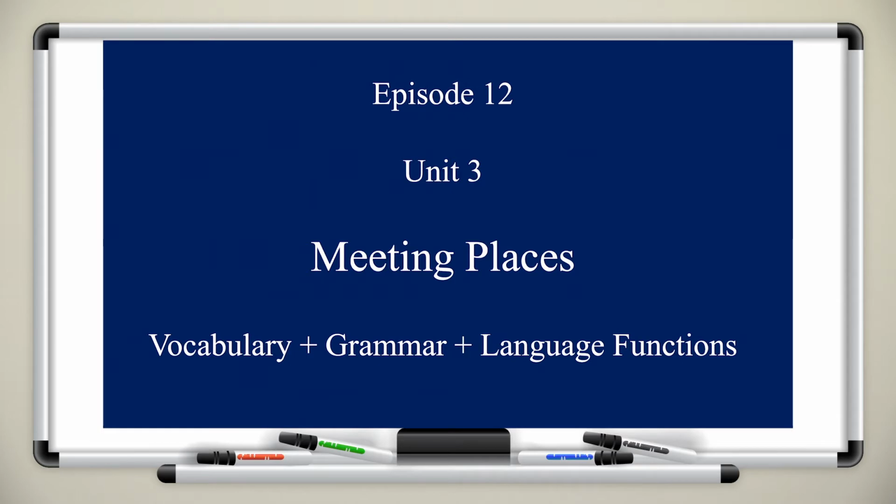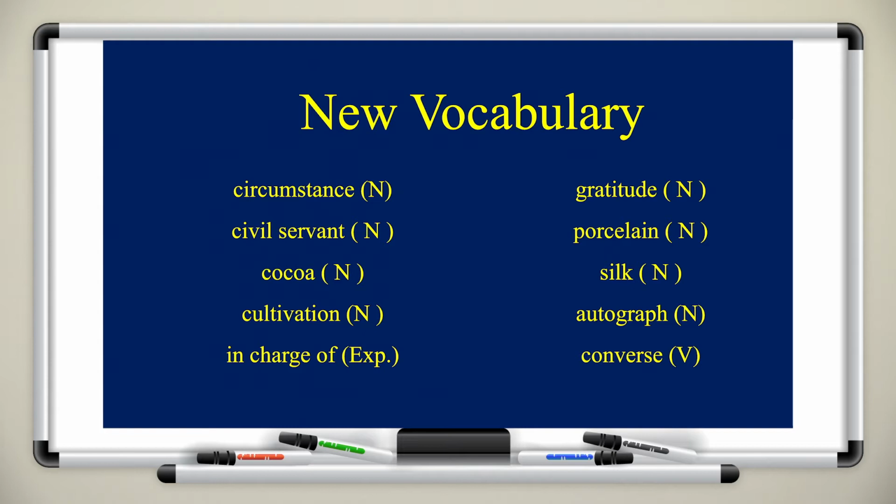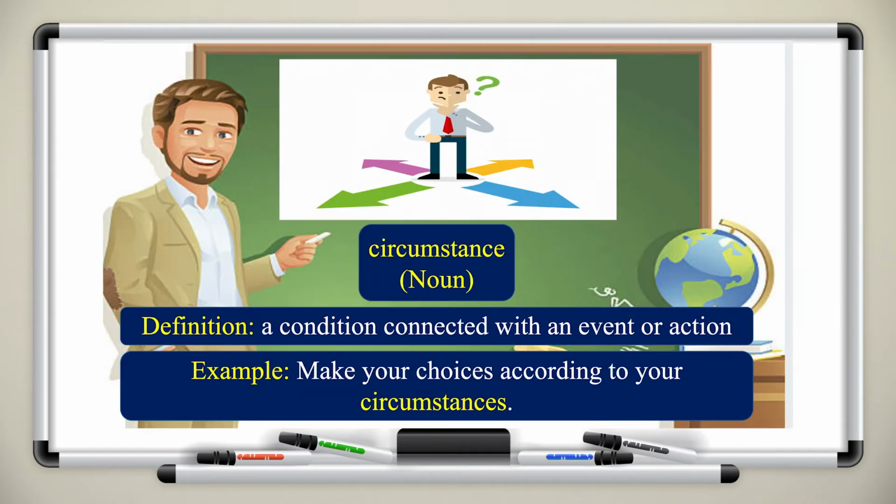This episode will talk about the grammar and the language functions, and we're also going to be discussing a few vocabulary items. So let's get started. The first word for this episode is circumstance. A circumstance is a condition that is connected with an event or action. For example, make sure your choices are according to your circumstances. Make sure the choices that you make are according to the circumstances that are happening around you.